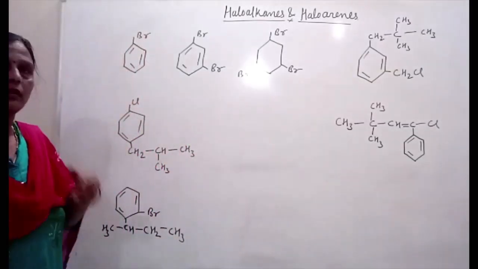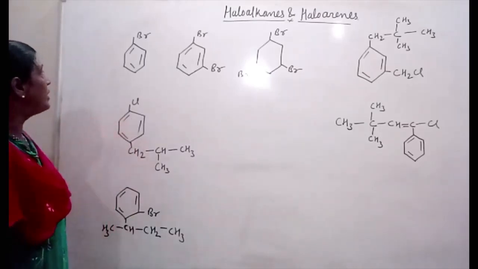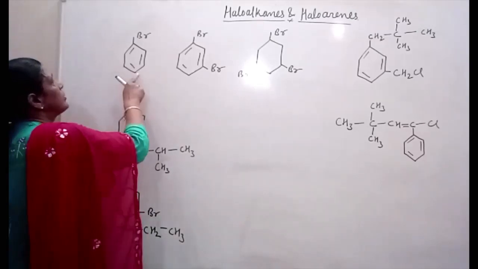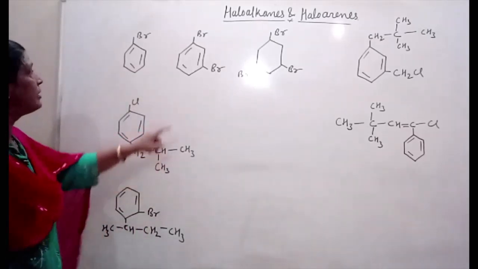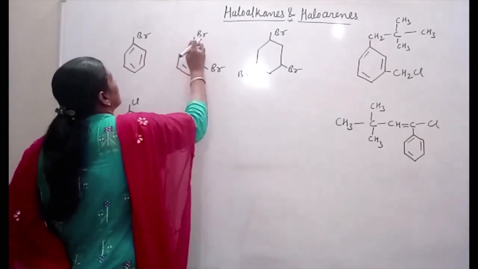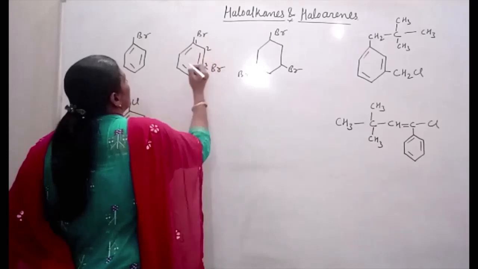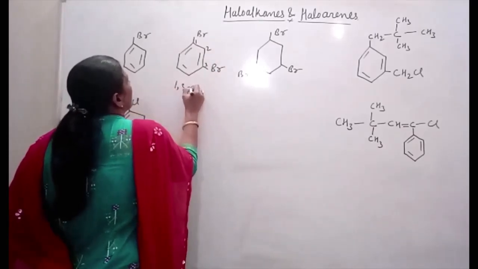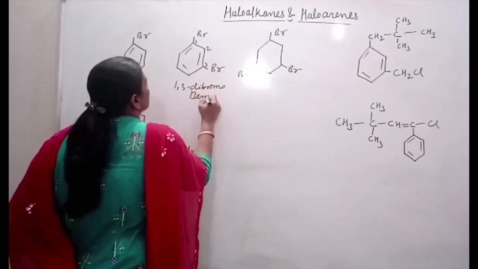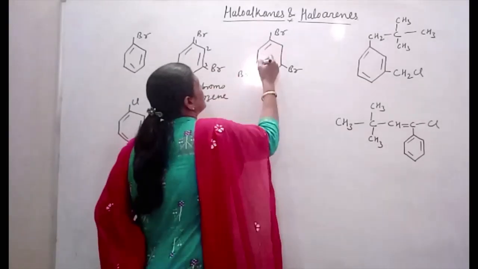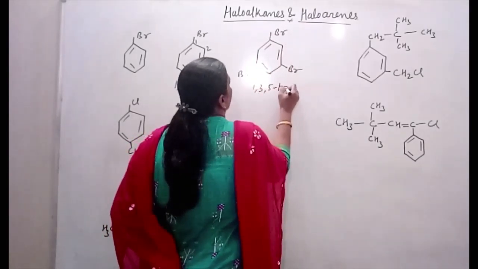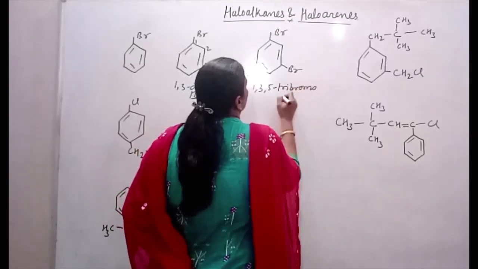Now naming of the aryl halides. According to the IUPAC system, this is bromobenzene because this is a mono derivative of benzene. This is a disubstituted benzene, so we give numbers 1, 2, 3 and write 1,3-dibromobenzene. Its name is 1,3,5-tribromobenzene.